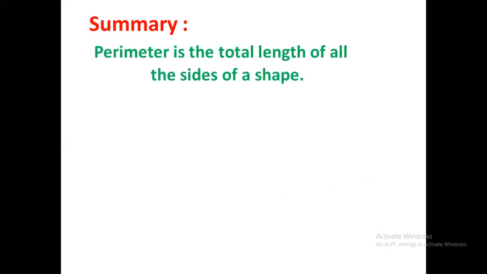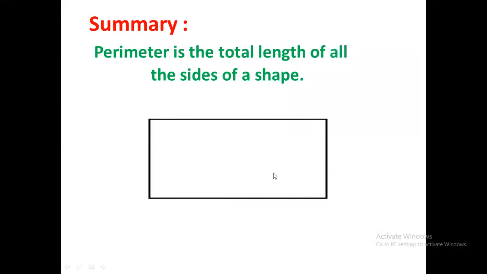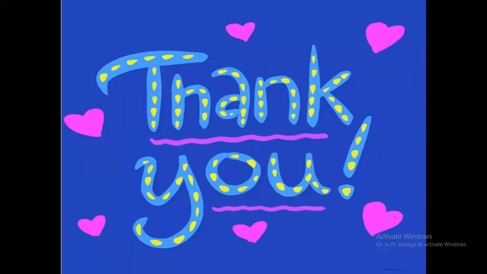So let's have the summary of the lesson. Perimeter is the total length of all the sides of a shape. So if you want to find out the perimeter of any shape, you will add all the lengths and then you will get the perimeter. So total length of all these sides will be equal to the perimeter of this shape. So students, watch this video again and again so that you can find this concept easier.